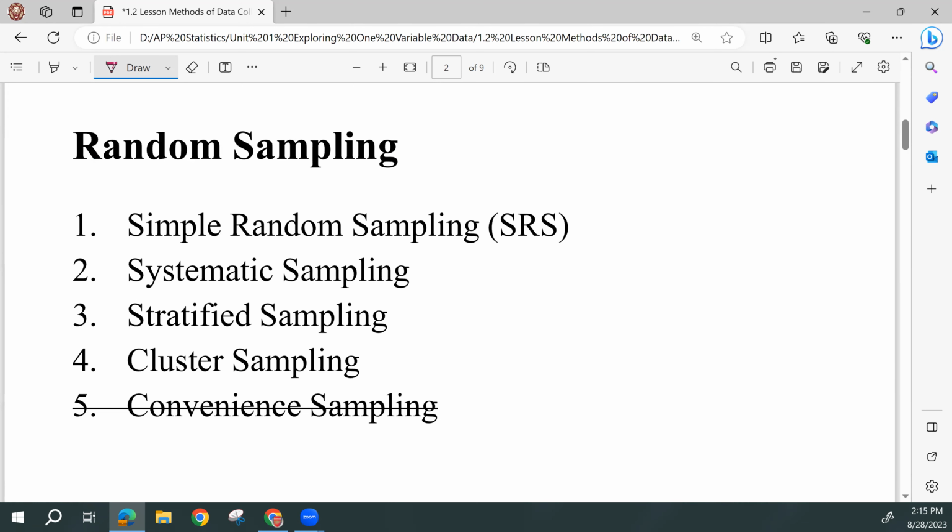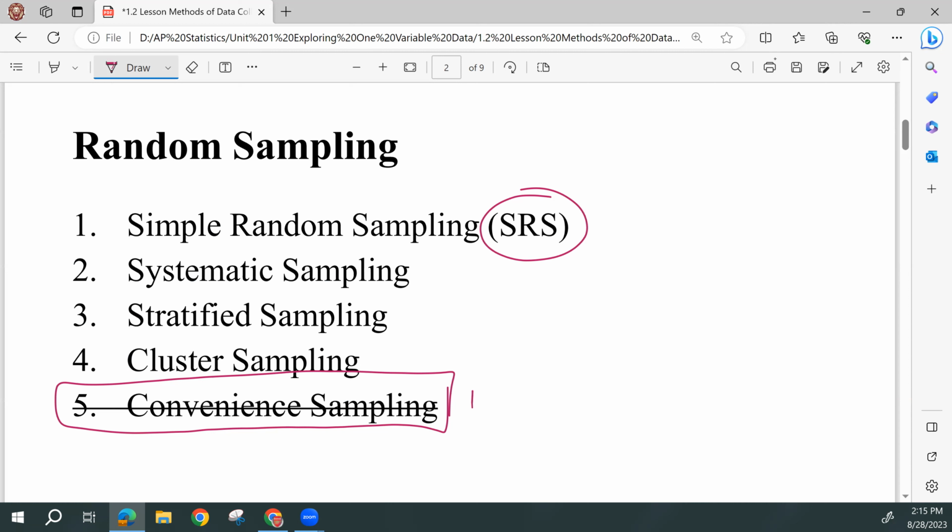We can take a simple random sample. We can use this thing called a systematic sample, a stratified sample, a cluster sample, and then I have crossed out here this convenience sample because it is a way of sampling, but it largely causes a sample that is not representative of your population. And so that's why I have it crossed out, because it's not really a good way to sample. So we'll talk about each of these individually.